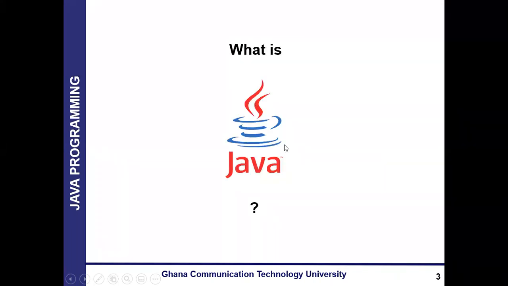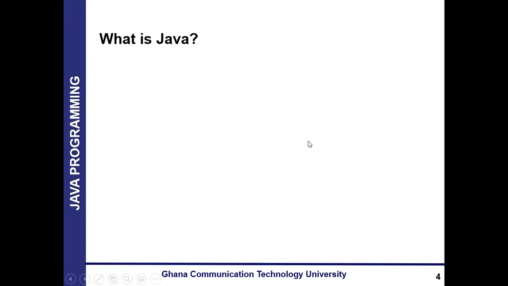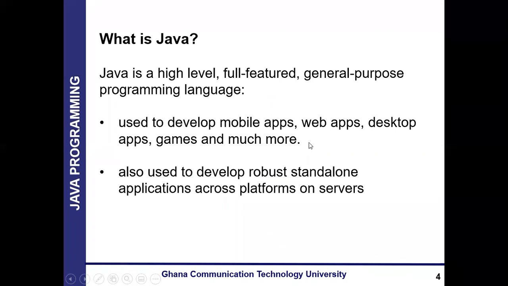Okay, so the question now is, what is Java? That's the logo of Java. And so we call it a high-level, full-featured, general-purpose programming language. So that's a sentence that is so loaded.